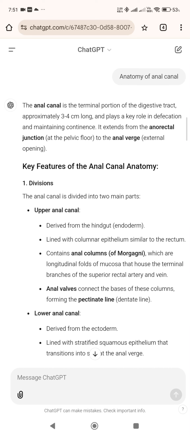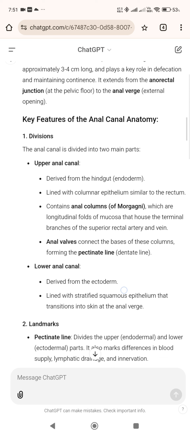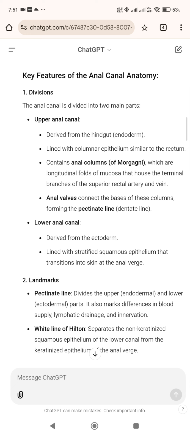The anal canal is the terminal portion of the digestive tract, approximately 3 to 4 centimeters long, and plays a key role in defecation and maintaining continence. It extends from the anorectal junction at the pelvic floor to the anal verge, the external opening. Key features of the anal canal anatomy.